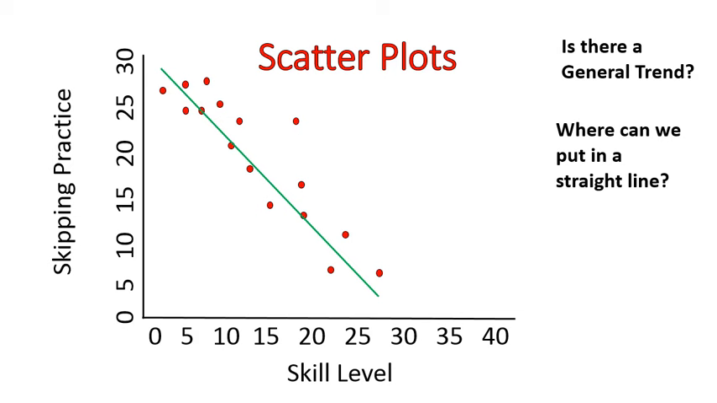There's going to be some outliers, and there's going to be some clusters, but a line of best fit will generally go through about the middle and have about the same number of points on either side, and those points will be about an equal distance to the line. So those are some ways to draw a line of best fit.